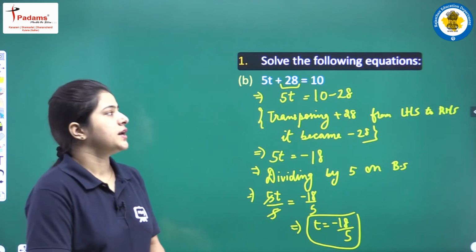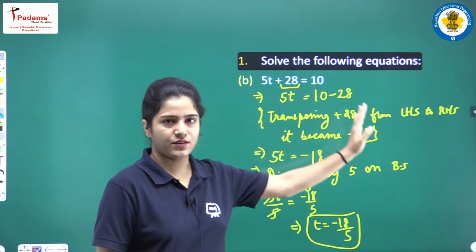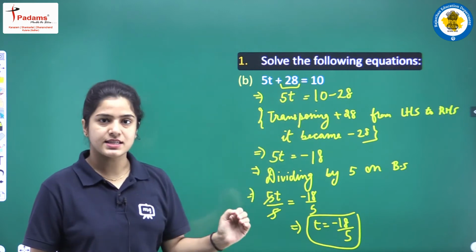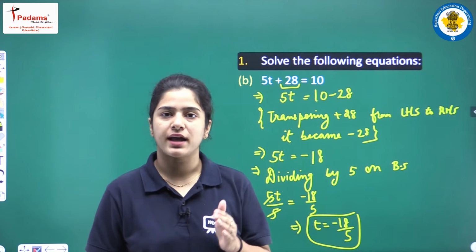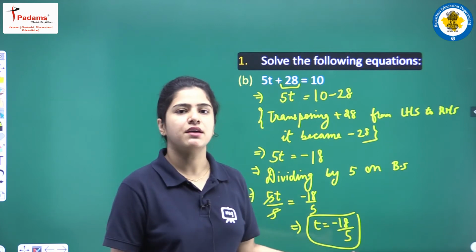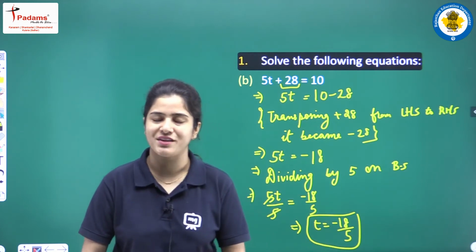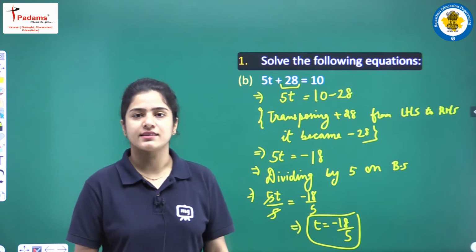What we have done? We have shifted this 28 to the right hand side. It became minus 18. 5t is equals to minus 18. Okay. Now, we have divided by 5 on both sides. It became t is equals to minus 18 upon 5. Okay, students. Looking at another example.